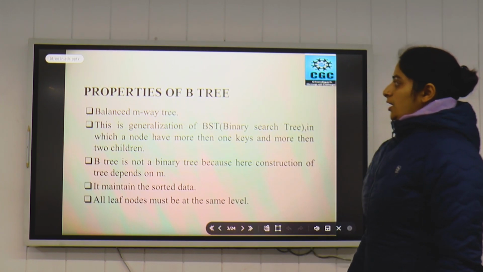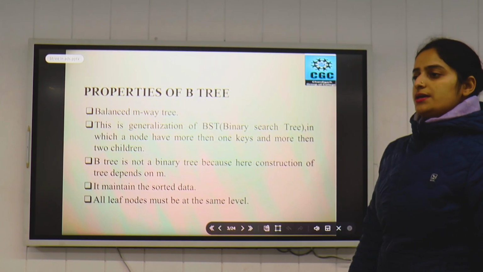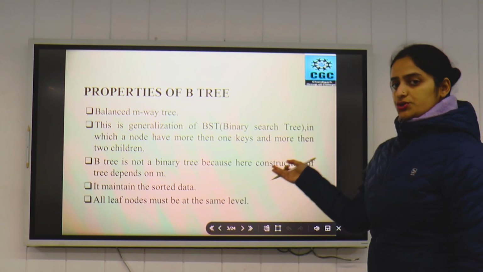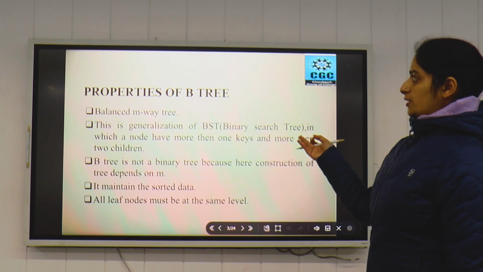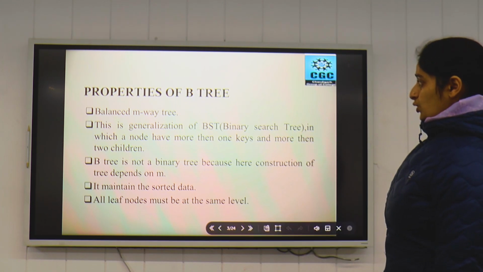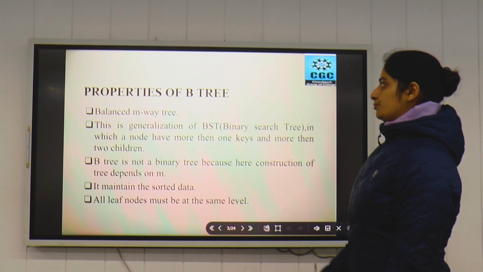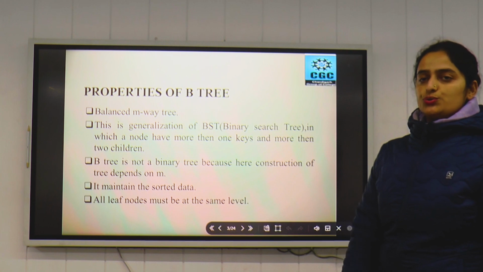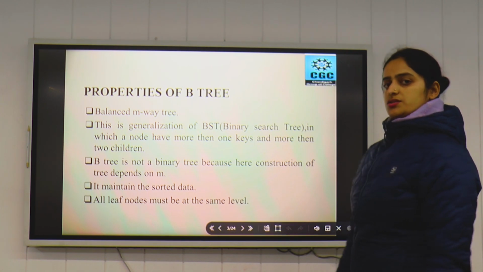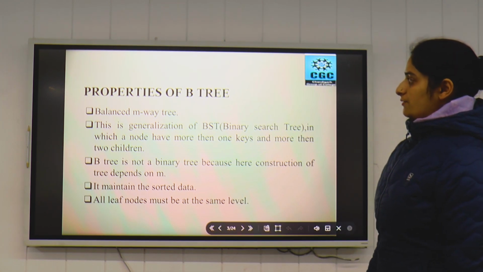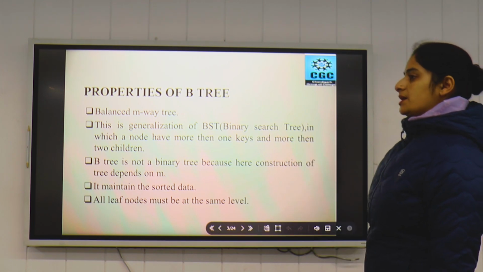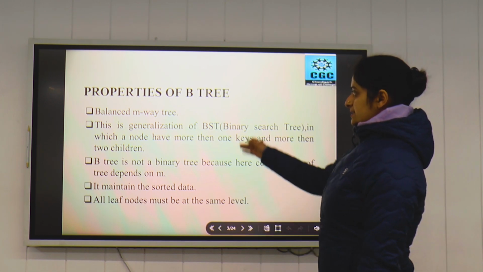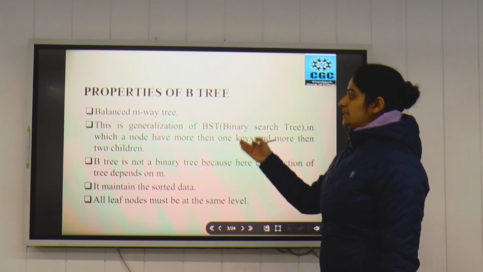Continuing further, properties of B-tree. I have a very interesting topic to introduce to you all, that is all about the properties of B-trees. What makes these properties unique as compared to the rest of the strategies of data structures? First of all, B-tree is a very integral part of our advanced data structures. So now we proceed with the properties.